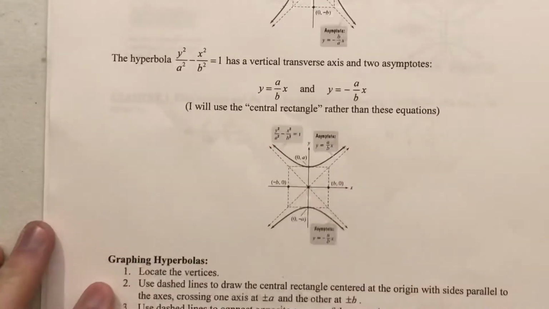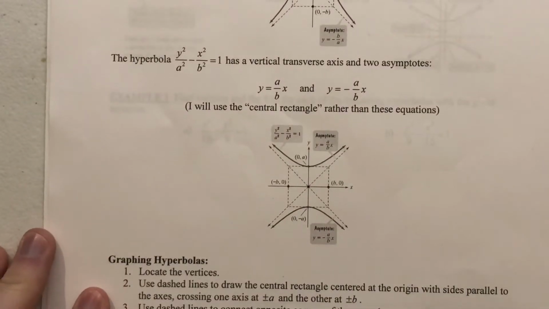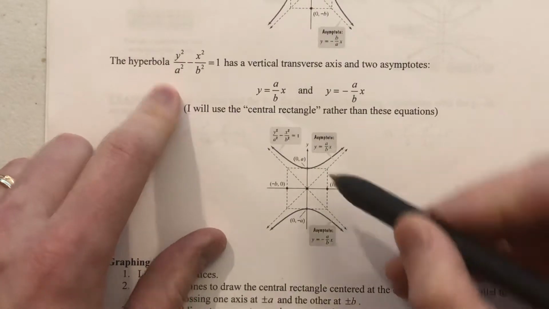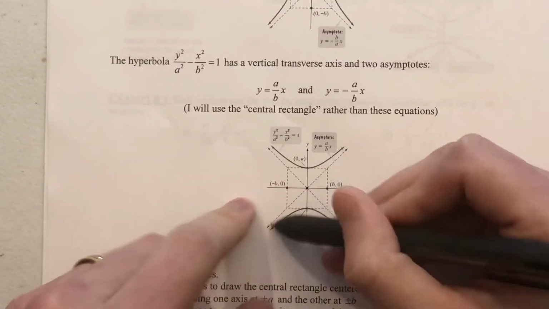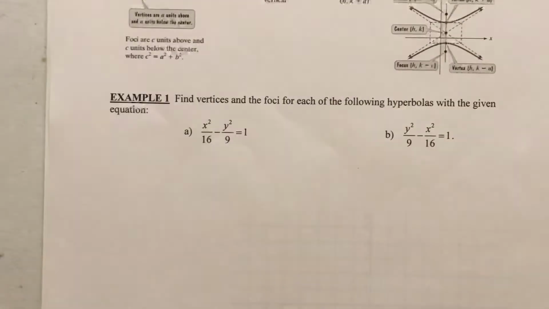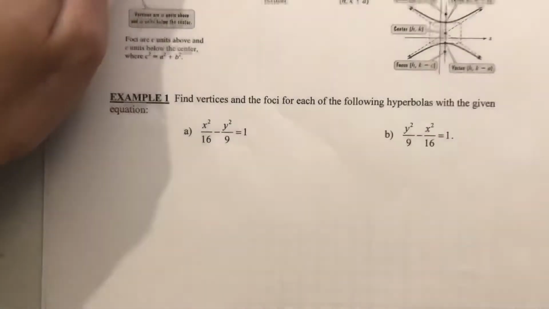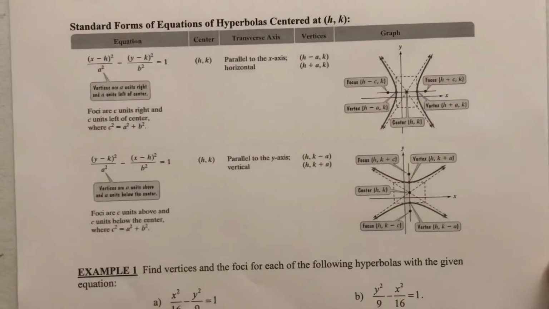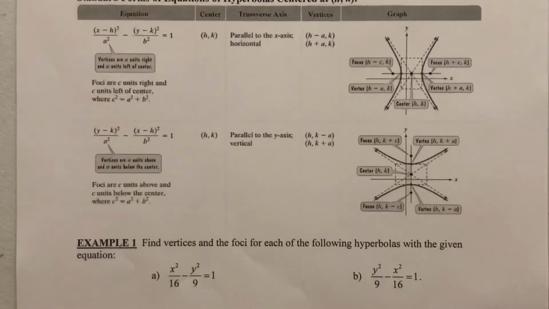And same thing with the vertical hyperbola, same exact idea, only now obviously A is associated with y, B with x. Create the rectangle, connect the corners. Okay, so we'll see that on the next several examples. Again, with the foci, we want to remember the formula c squared equals a squared plus b squared.